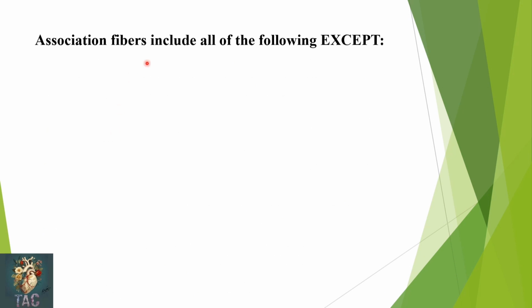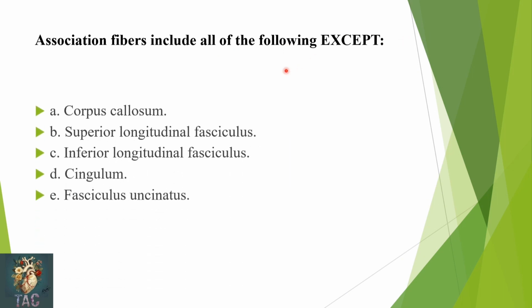Next MCQ is that association fibers include all of the following except. So corpus callosum, superior longitudinal fasciculus, inferior longitudinal fasciculus, the cingulum and the fasciculus uncinatus. So we all know that the corpus callosum contains the commissural fibers. These are not the association fibers, and this is the correct option.